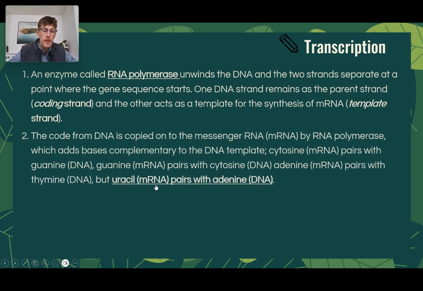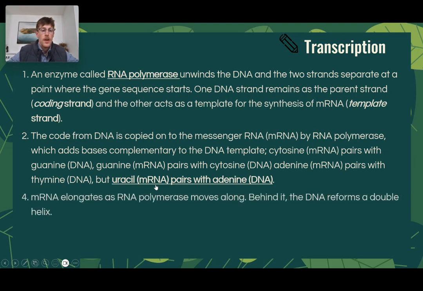The code is copied, and so, like I said before, it is copied from the template and will match the coding strand of DNA. The only difference you will see between the coding strand and the RNA will be uracil and thymine. Uracil will bond with, or be complementary to, the adenine from the template strand. Then pretty much what happens is, as the RNA polymerase builds the nucleotide sequence, the DNA zips back up behind it.